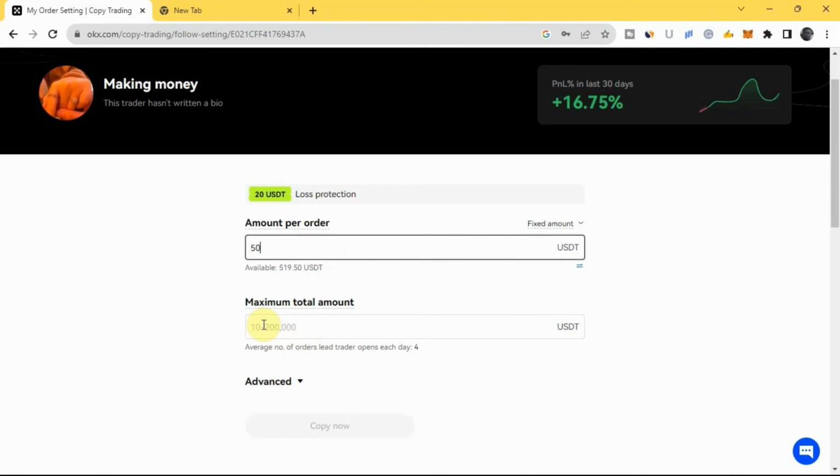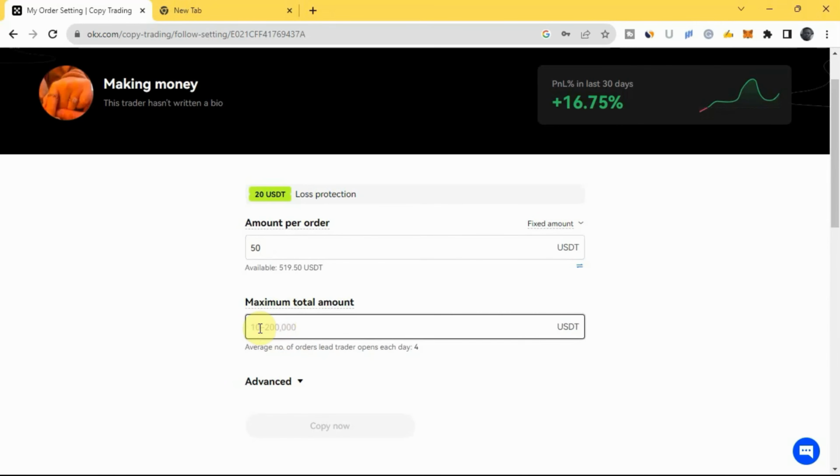And the next is to enter the maximum total amount. This maximum total amount means the total amount you want to invest across all positions. So that means the amount you put here is the maximum amount you want to use to copy this trader. That's the meaning. So let's say the maximum amount I want to put is $200. Then I'll come here and put 200 right there.